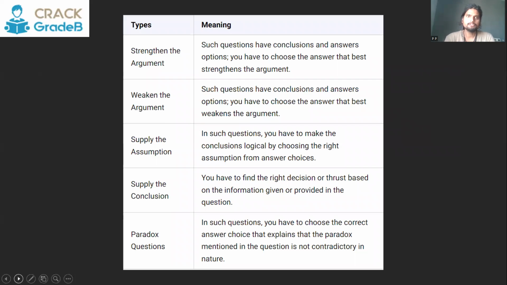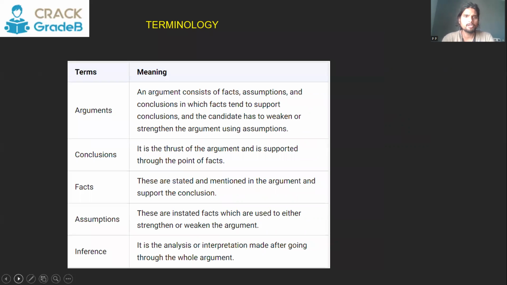There are different types, as you can see: strengthen the arguments, weaken the arguments, supply the argument, supply the conclusion, paradox question. There are different types of questions, and what is to be done in what kind of questions is mentioned here. So you can just go through it once. And these terminologies that you will come across: what arguments are, what conclusions are, what facts are, what assumptions are, what inferences are.